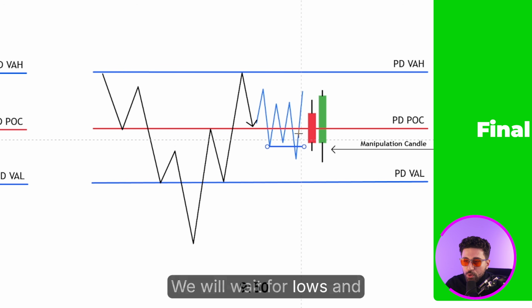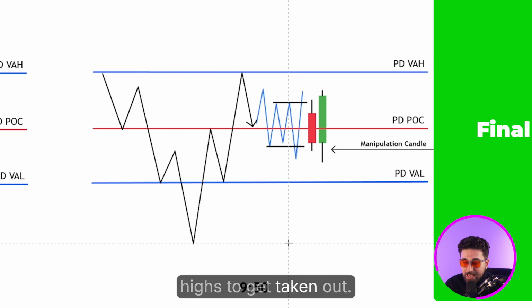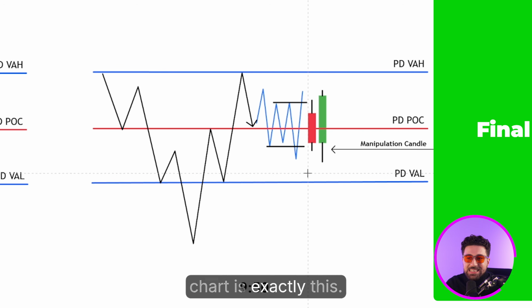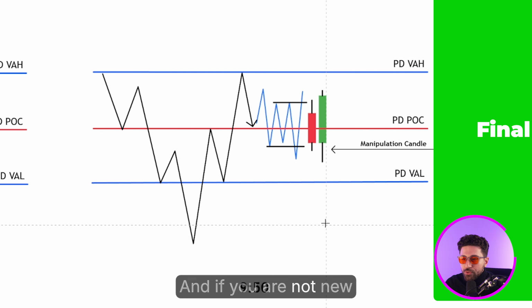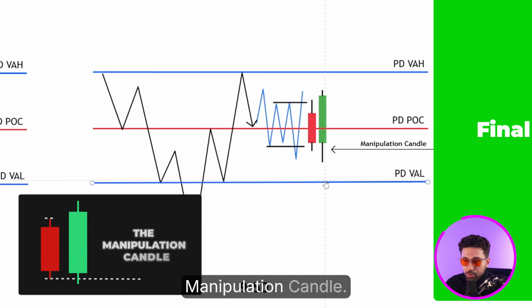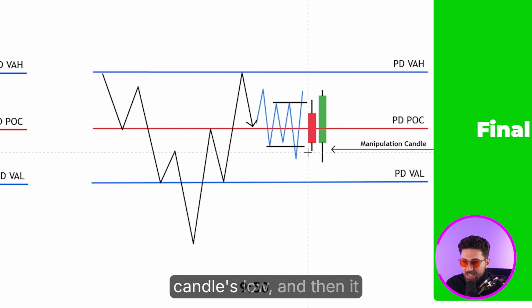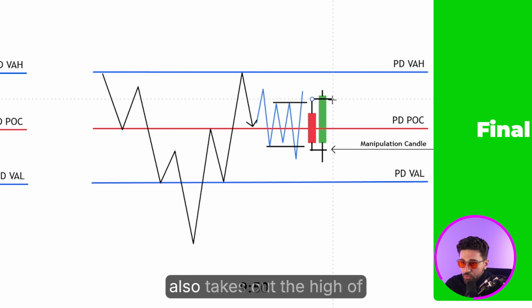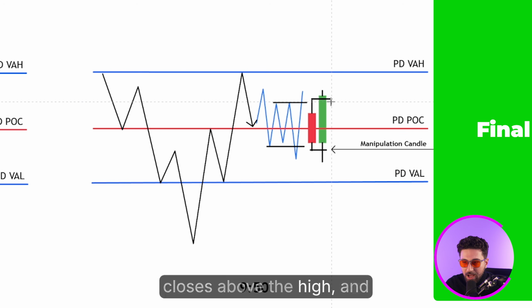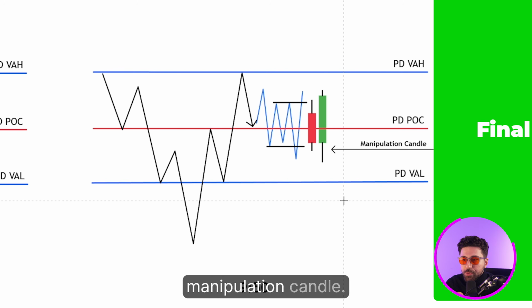We will wait for lows and highs to get taken out, and how that looks on a candlestick chart is exactly this. And if you are not new to the channel, you should already know this is represented by our manipulation candle. It takes the previous candle's low, and then it also takes out the high of the previous candle and closes above the high, and then it becomes a bullish manipulation candle.